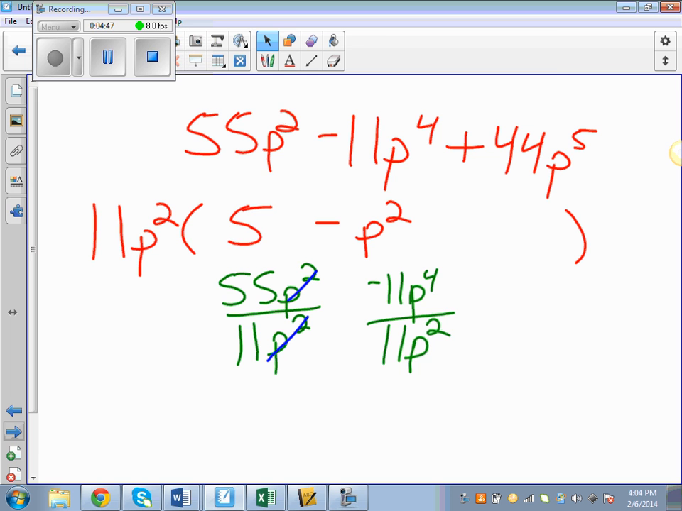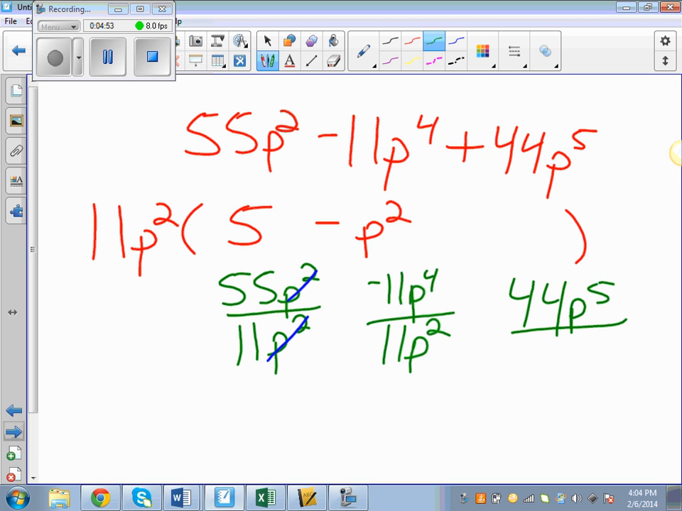And then for our last term, we're going to take the 44p to the 5th and divide it by 11p squared. Our coefficients, when you divide them, you get 4. And then p to the fifth divided by p squared is p to the third because you're subtracting your exponents. So our final answer ends up being 11p squared times, in parentheses, 5 minus p squared plus 4p cubed.